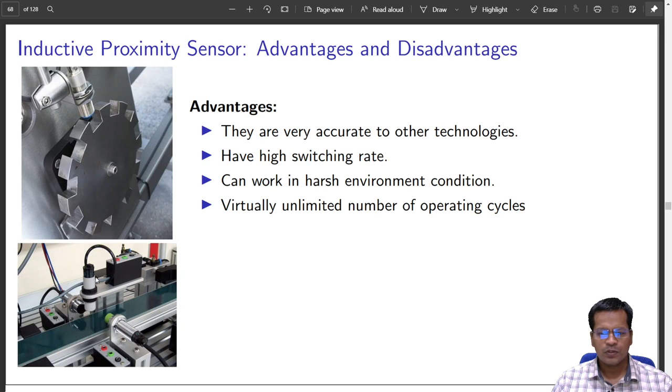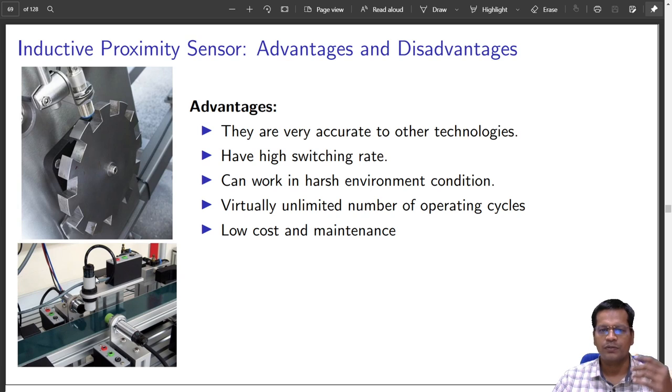Okay, so virtually unlimited number of operating cycles, because if there is no moving part, nothing can go wrong. You can go unlimited number of on, off, on and off, there is no relay also inside. It is all a solid state device, so it has virtually infinite life. Nothing is immortal, you should say.